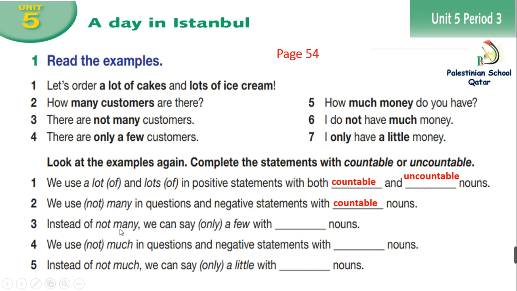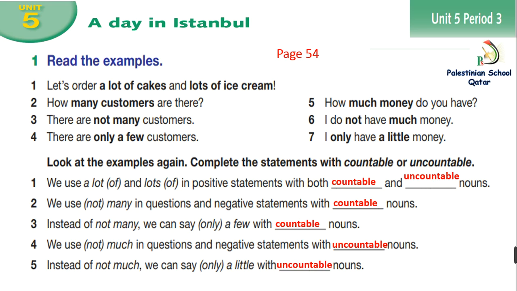Number three, instead of not many, we can say only a few. With countable or uncountable? We use few with countable nouns. Number four, we use not much in questions and negative statements with countable or uncountable? Much with uncountable nouns. The last, number five, instead of not much, we can say only a little, of course with uncountable nouns.